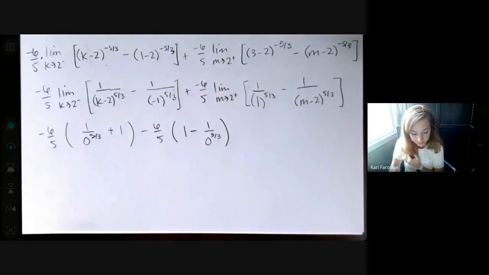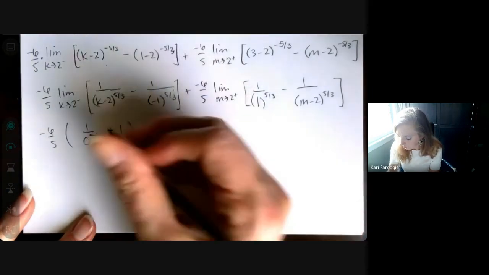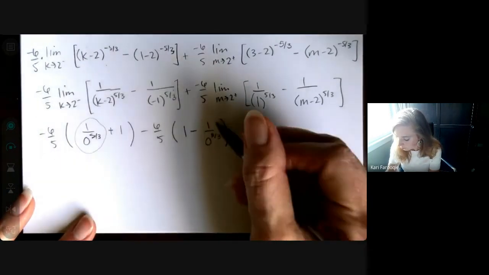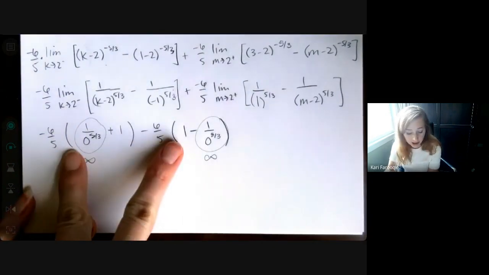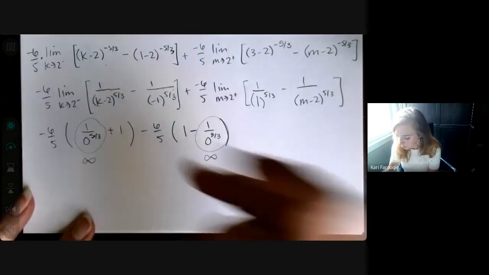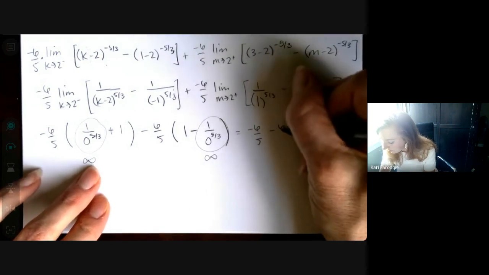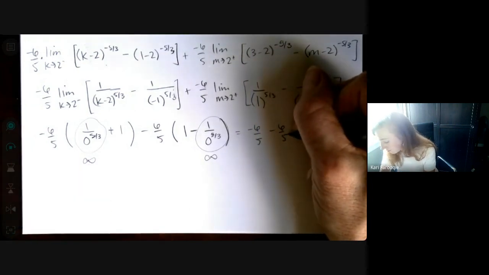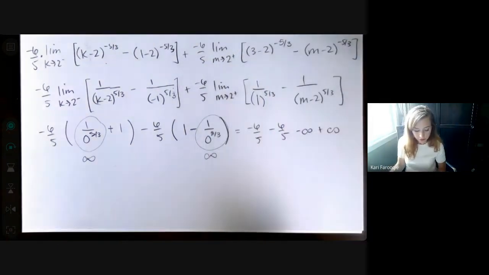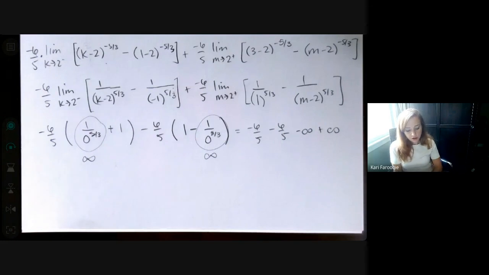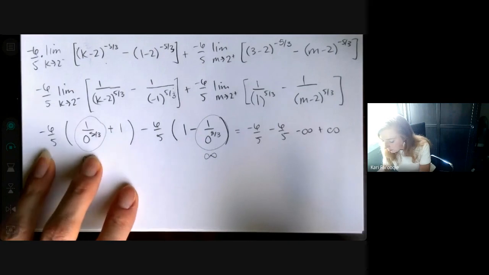And then we'll simplify. And then you will end up getting, this guy will go off to infinity, as will this one. So it doesn't even matter what happens to your other two terms. You're going to have negative 6/5 minus 6/5, and then minus infinity, and then plus infinity. Either way, you're going to end up in this situation. Oh, actually, you have minus infinity.